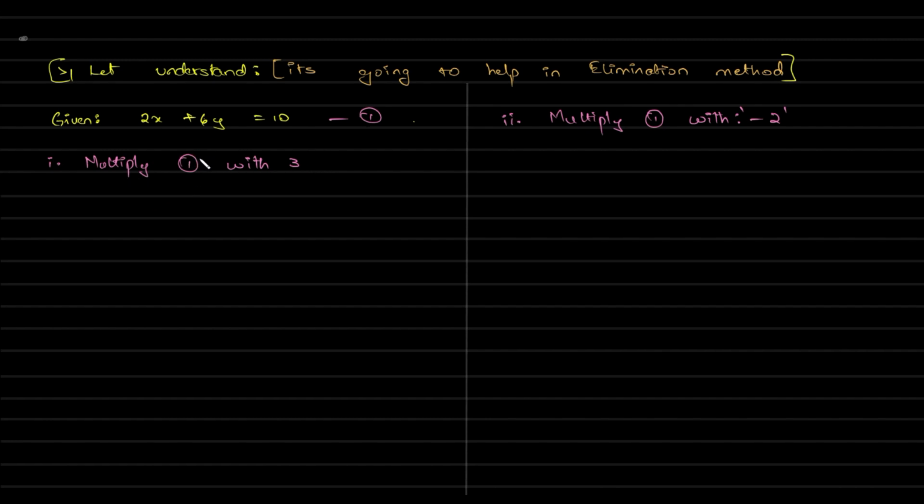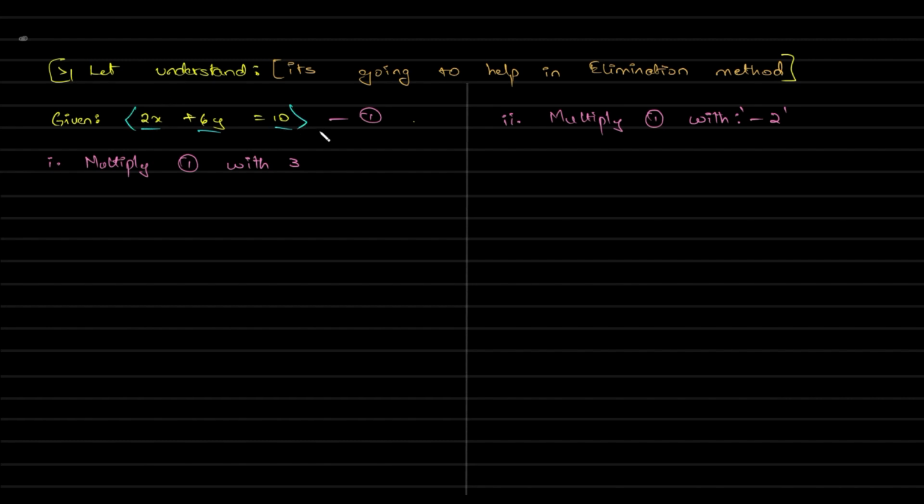So when I say equation 1, what does it mean? And when I say multiplying equation 1 with 3, what does it mean? Is it that I'm multiplying 3 only with 2x and 6y, or is it with 10 also? Or is it just the two terms on the left hand side and nothing on the right hand side? What is it that I'm multiplying with? Well, first thing is, we'll talk about the equation itself.